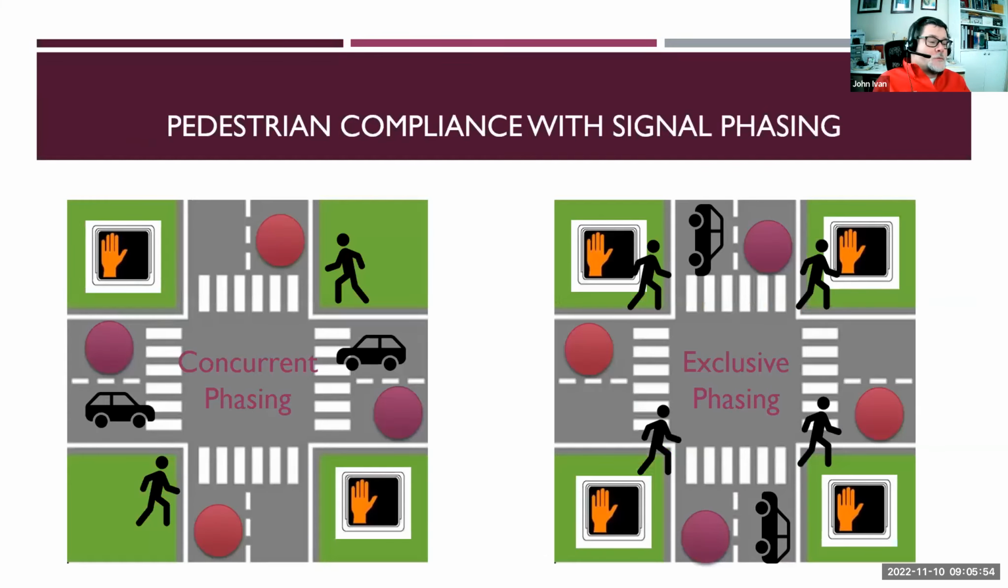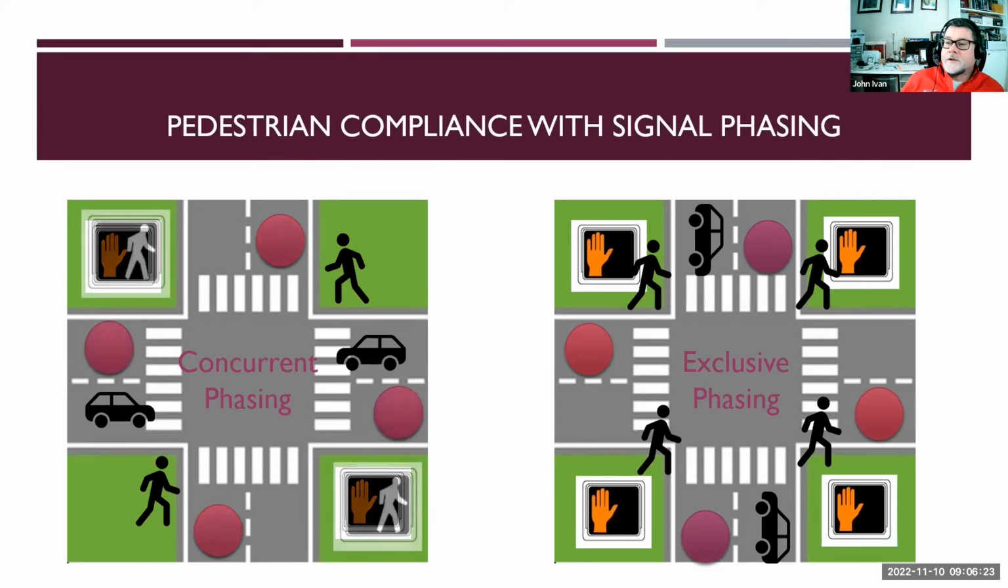And I also want to mention one other thing. One of the comparisons we're doing in this project is compliance with different types of signal phasing. So we have concurrent phasing and exclusive phasing in Connecticut. And I think this is common other places too. I think from my experience, concurrent is more common elsewhere. Exclusive phasing is more common in Connecticut, which is why it was a major issue for us to look at this.